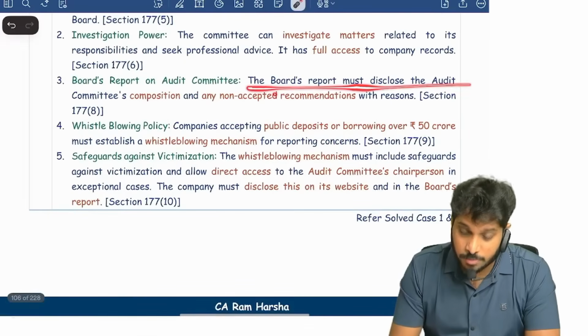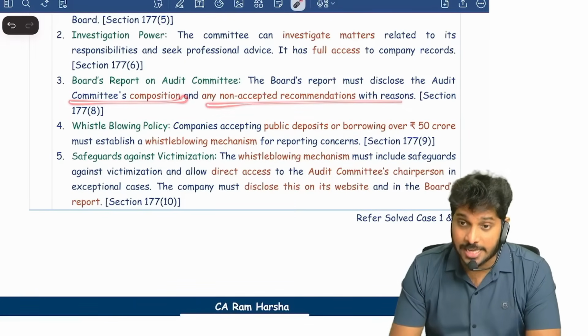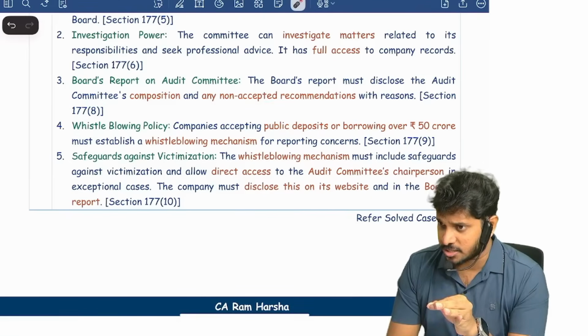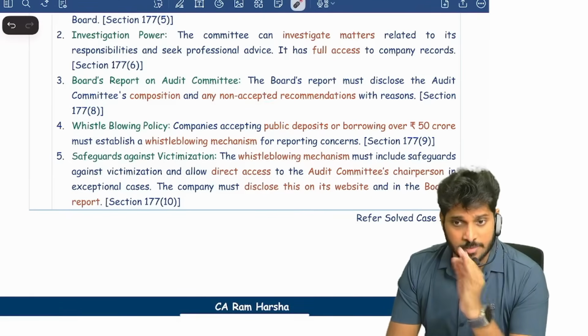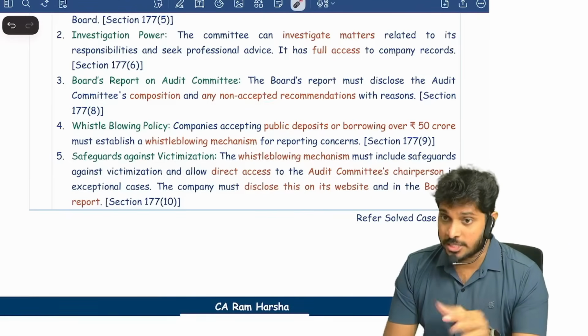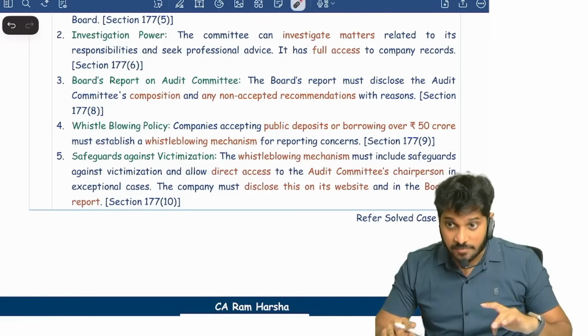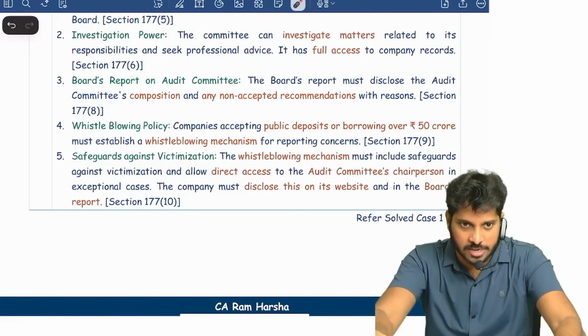The board report must disclose audit committee composition and non-accepted recommendations. There are so many things which audit committee will recommend to the board of directors. Some of these recommendations the board may not accept. Wherever there is a non-acceptance, the board of directors has to disclose the reasons in the board of directors' report.